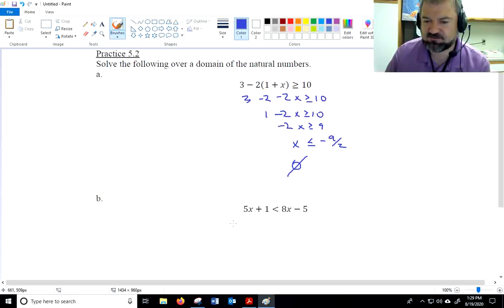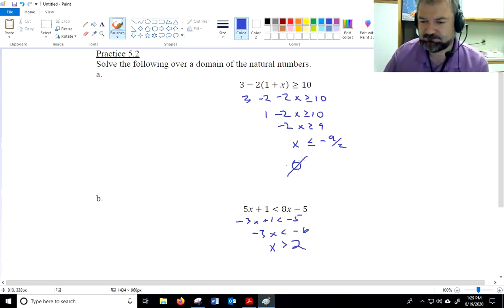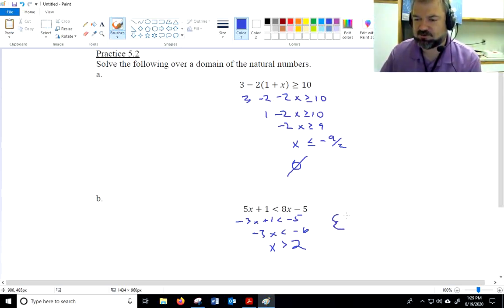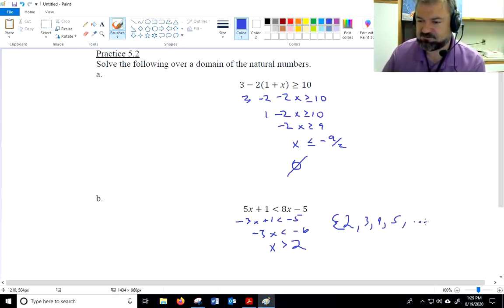I will subtract 8x, giving me negative 3x plus 1 is less than negative 5. I'll subtract 1 from each side. Okay, I'm dividing by a negative number, so I get x is greater than 2. So what natural numbers are that? Well, maybe you wanted to just write it like this: 2, 3, 4, 5, dot, dot, dot, called ellipsis notation. And for now, I'm fine with that. You don't need to get too fancy with this yet. As long as we can see the pattern, it's fine.